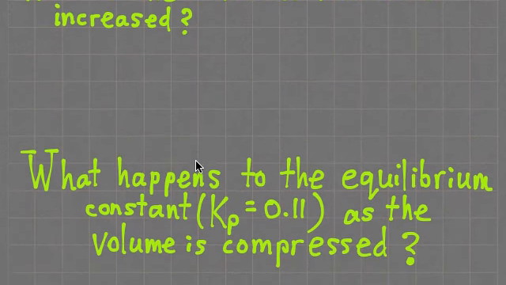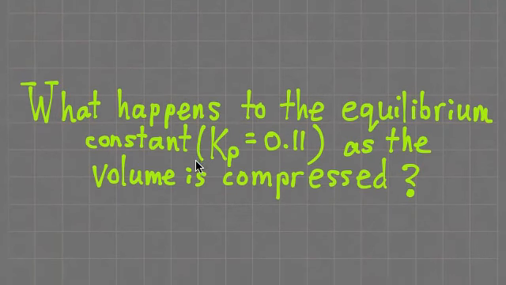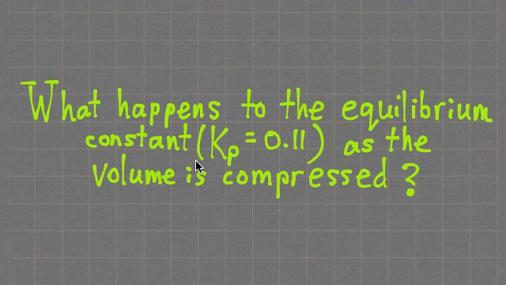Alright, what happens to the equilibrium constant as the volume is compressed? Trick question. Doesn't change anything. The constant stays the same. The volume is compressed, the pressures build, but the amounts shift in order to keep that Kp the same number. Oh, cool.